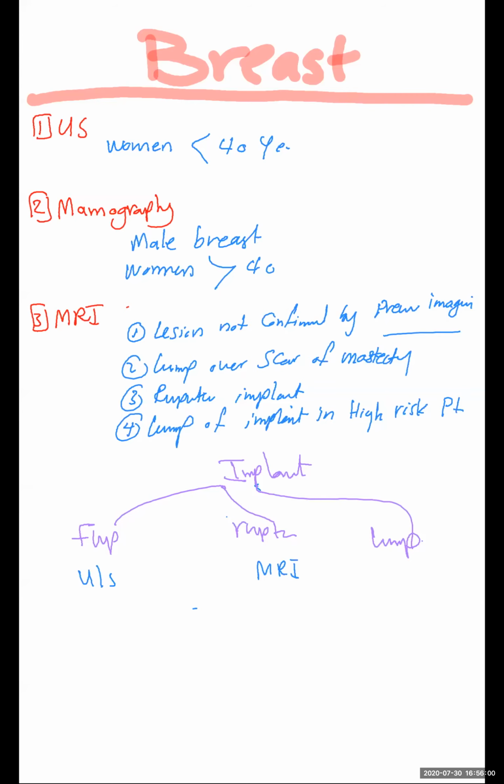So, implant only. If follow up, I will do ultrasound. If rupture of implant, I will go for MRI. If lump over implant, I will look at 2 things: normal person or high risk person. Normal, I will continue with ultrasound, while if the patient is high risk, like positive family history, BRCA1, any high risk patient, I will go for MRI. This came in the exam. This is the question of the exam.